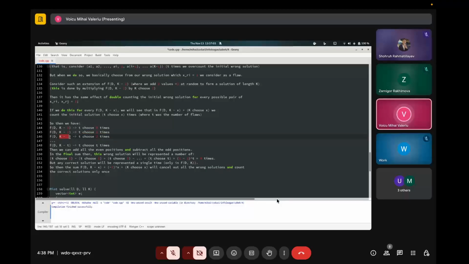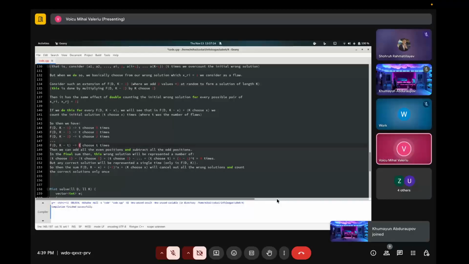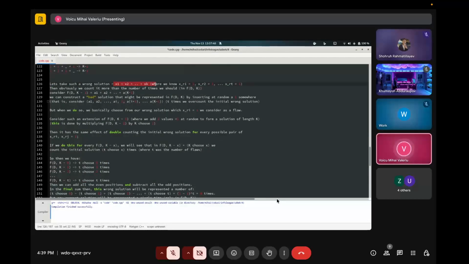Then in k minus 2, in a solution of length k minus 2, where we later insert two values of 1, we overcount it by t choose 2 times. In a solution where we select a set of k minus t numbers to split d into, and then later we insert exactly t values of 1, we calculate it t choose t times. That is, this is the only time that we see an actual correct solution, but it is for the wrong size. And after we adjust it for the right size, it has exactly all the flaws that our initial wrong solution has.